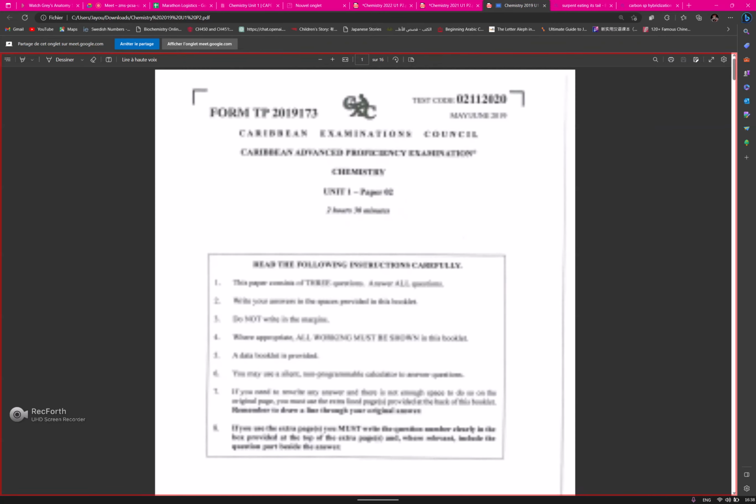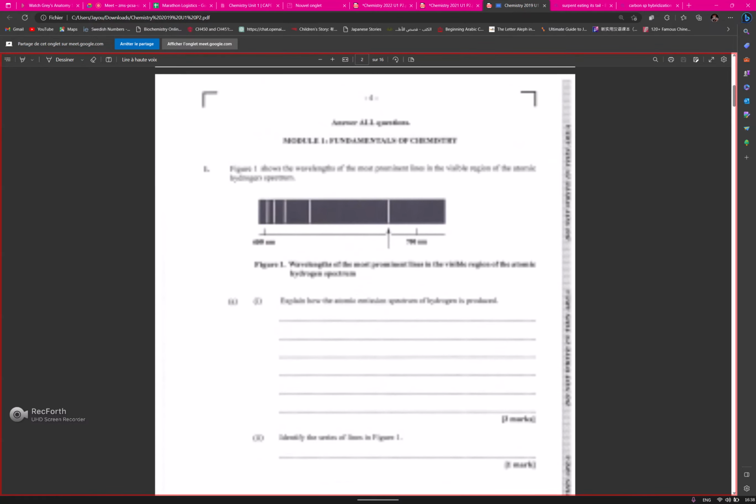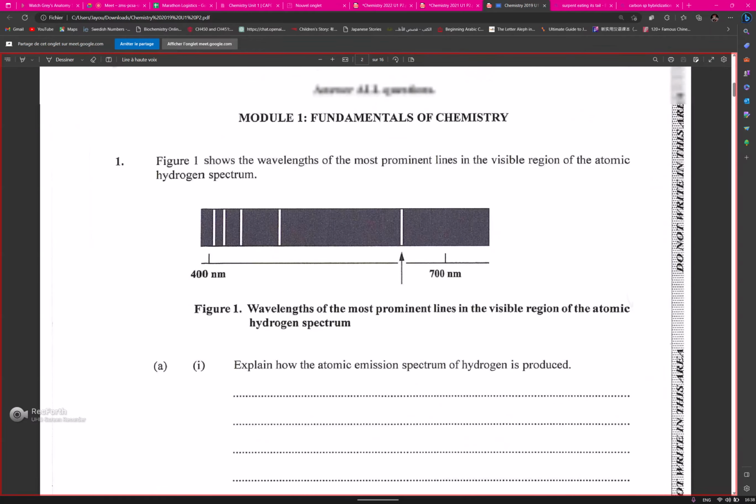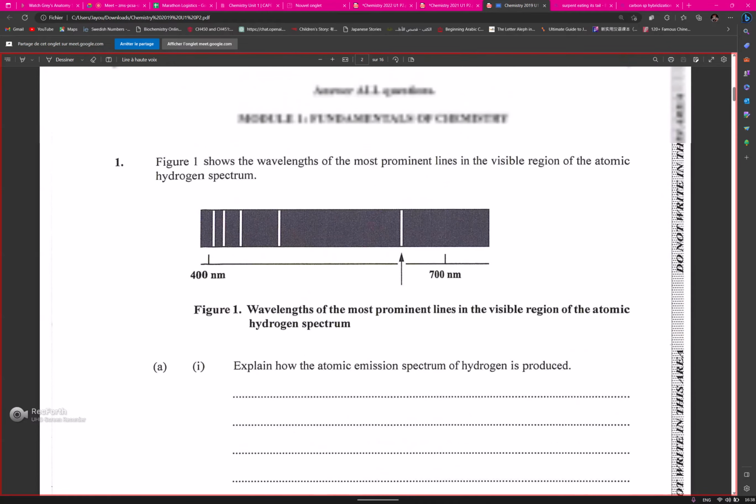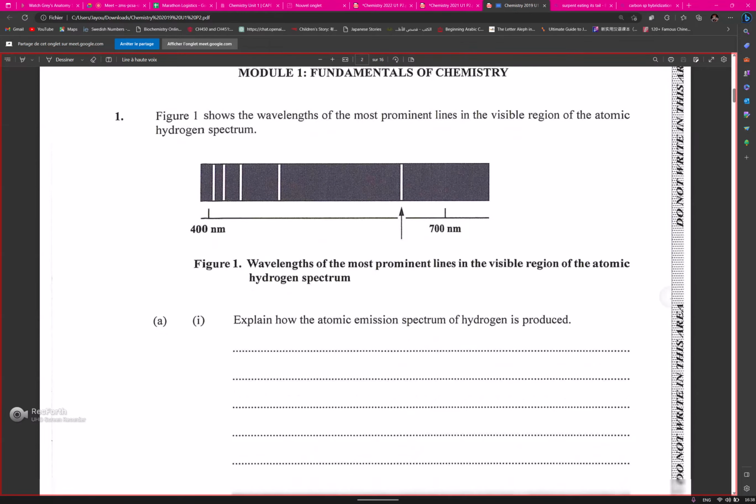Scroll up. So this is 2019, Chemistry Unit 1, Paper 2. We're going to look at Module 1, Question 1 here. This is the hydrogen spectrum. Explain how the emission spectrum of hydrogen is produced. How is it produced?